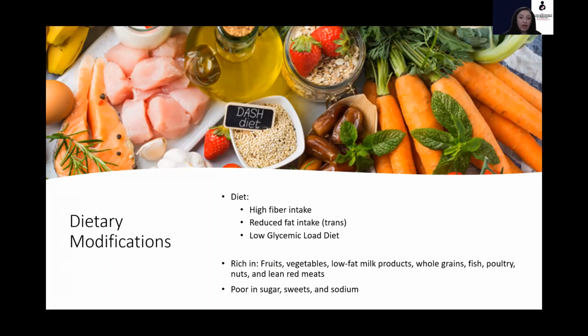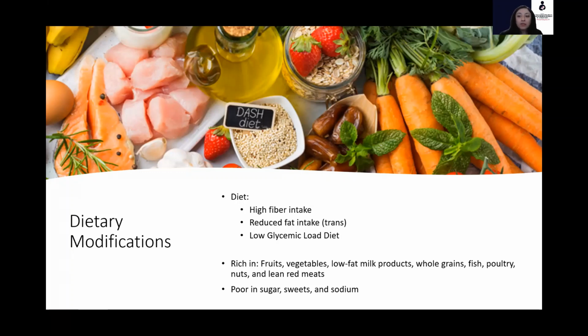So we need a diet that is high in fiber, with reduced fat intake, especially trans fats, which have been shown to be strongly associated with adverse cardiometabolic outcomes, and a low glycemic load diet. Essentially, the Mediterranean diet, which is rich in fruits, vegetables, low-fat milk products, whole grain, fish, poultry, nuts, and lean red meats, and that is poor in sugar, sweets, and sodium. Sodium for the hypertension part.